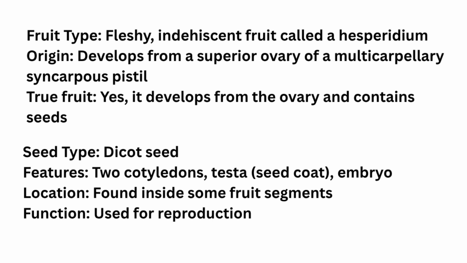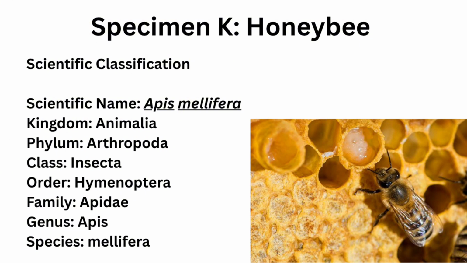Now the seed type is a dicot seed, okay, and it has two cotyledons, the testa, which is the seed coat, and the embryo, and it is found inside some fruit segments. All right, specimen K, honeybee.